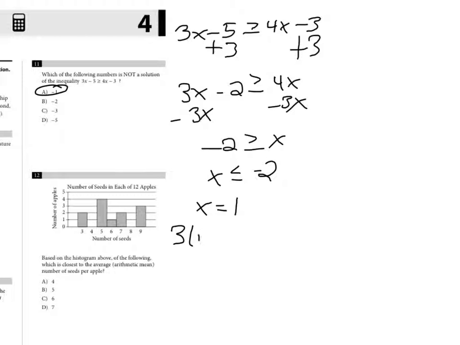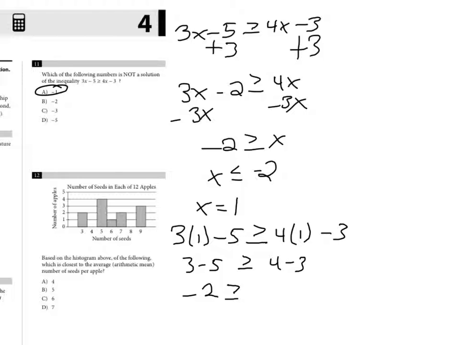3, and instead of saying x, I will now say 1, minus 5 is greater than or equal to 4 times 1 minus 3. Let's work it out real quick. 3 minus 5 is greater than or equal to 4 minus 3. And then we'll end up getting negative 2 is greater than or equal to positive 1. Is this statement true? Is negative 2 greater than or equal to 1? It is not. It is a false statement.